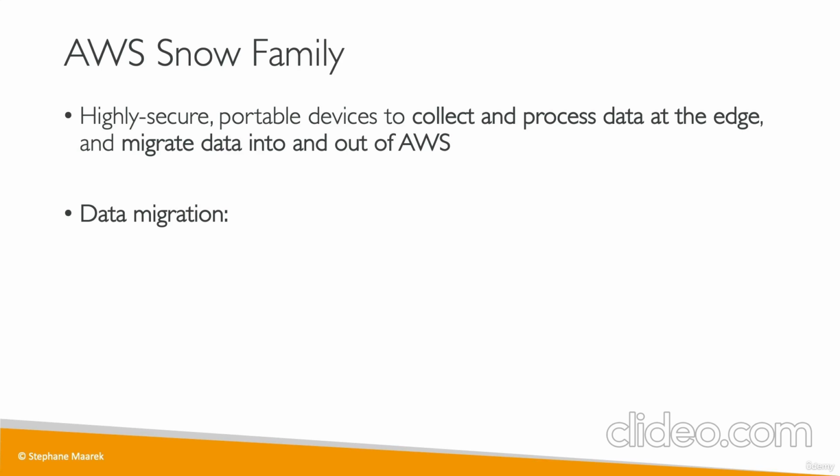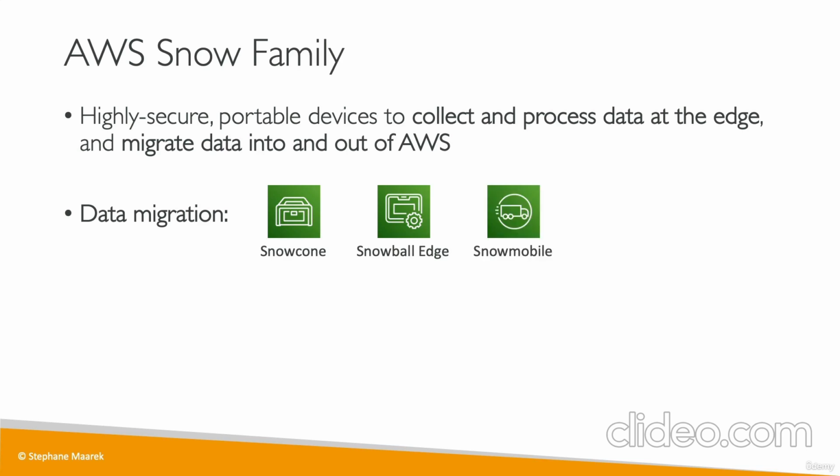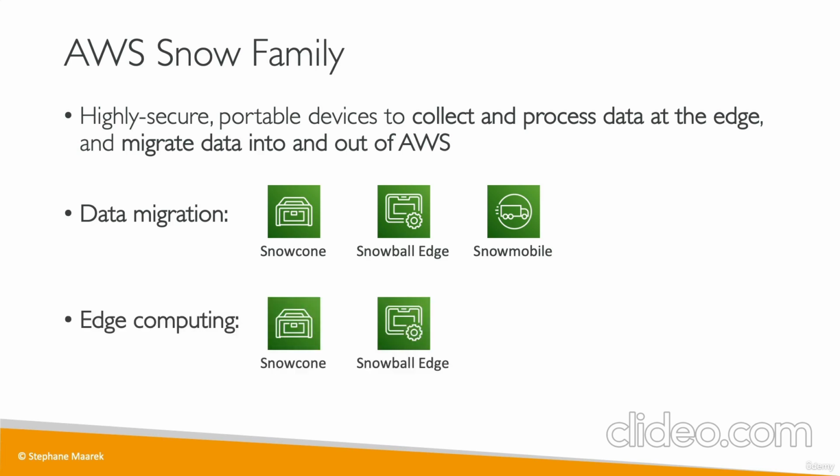So we have two use cases, the data migration, and for this we have three different types of devices within the Snow family. We have the Snow Cone, the Snowball Edge, and the Snowmobile. And for the second use case, edge computing, we have the Snow Cone and the Snowball Edge. So we'll first tackle the data migration subject and then the edge computing.